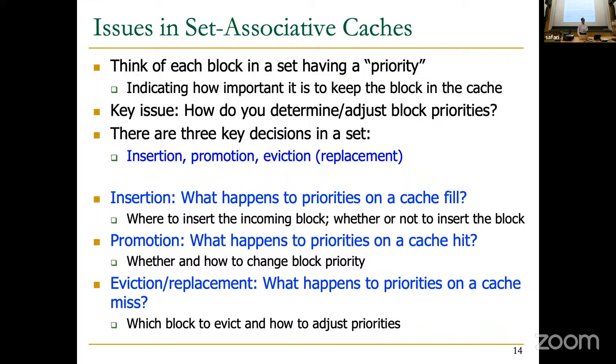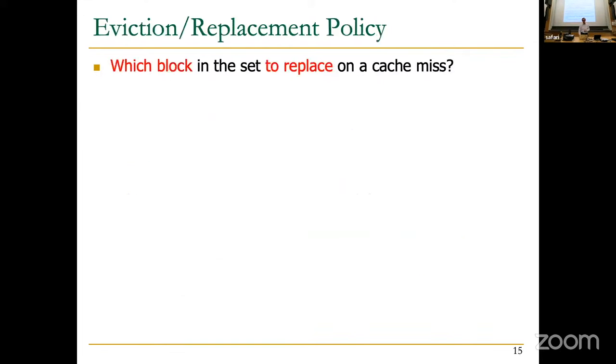Does that make sense? So now you clearly see that there's a huge design space over here. Right? How do you decide all of this? Usually there are simple policies that are used, but things are getting more complex today. So let's take a look at one of these policies, the eviction replacement policy, but this also has some implications on insertion and promotion. So which block in the set do you replace on a cache miss?